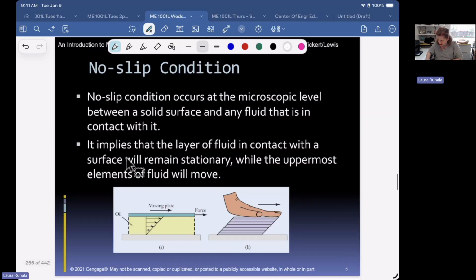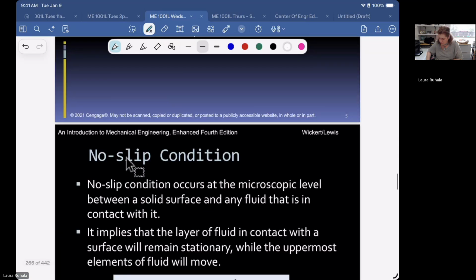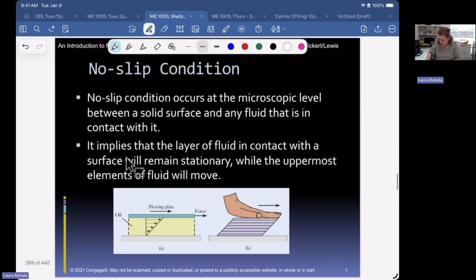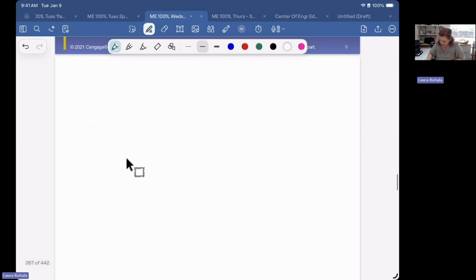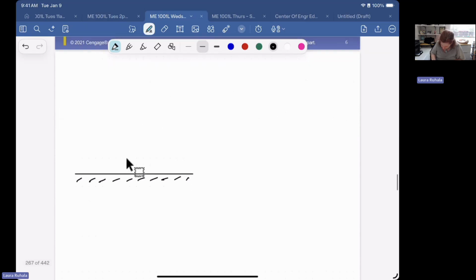Okay, so let's get out our, sorry, I guess I had not brought this up. So this is about the no slip condition, but I actually want to draw a diagram on this. So get out your pens and your paper if you don't have it already. Okay, so let's draw a surface. And let's draw a moving plate on top of it. Okay, so this is a moving plate.